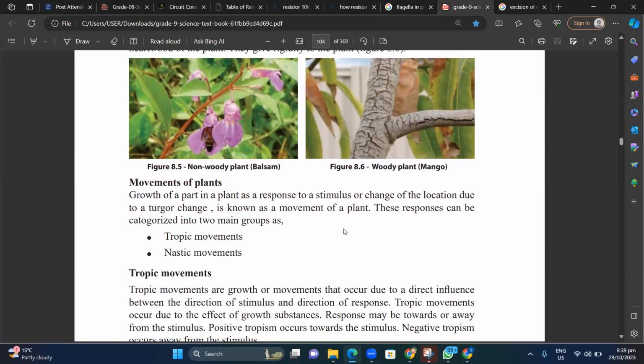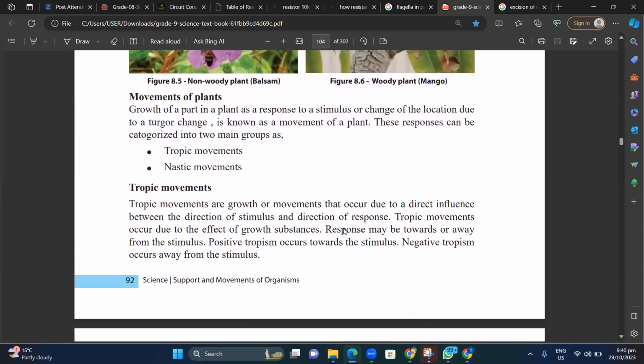Okay, plant movement can be of two types. That is tropic movements and nastic movements. So what is this nastic and tropic? Tropic movements are basically growth related, what we have discussed last week. And this bending happens because there is a direct influence between the direction of the stimulus and the direction of the response.